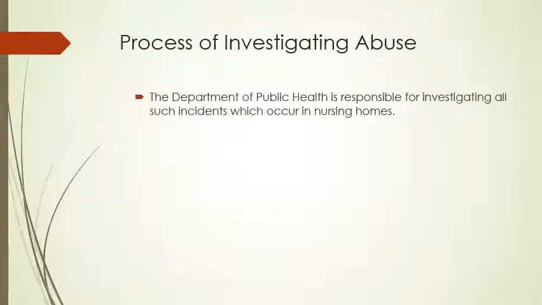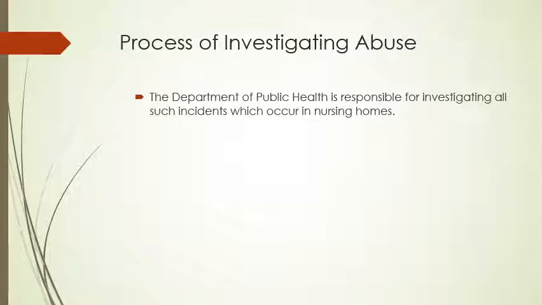So, the process of investigating abuse is a little bit different, depending on where the abuse is taking place, by whom it's taking place, and a few different factors. The first thing I want to talk about is a nursing home. A lot of times, the people that are the most susceptible to abuse are going to be children, elderly adults, especially those with dementia and Alzheimer's, and then those with special needs as well.